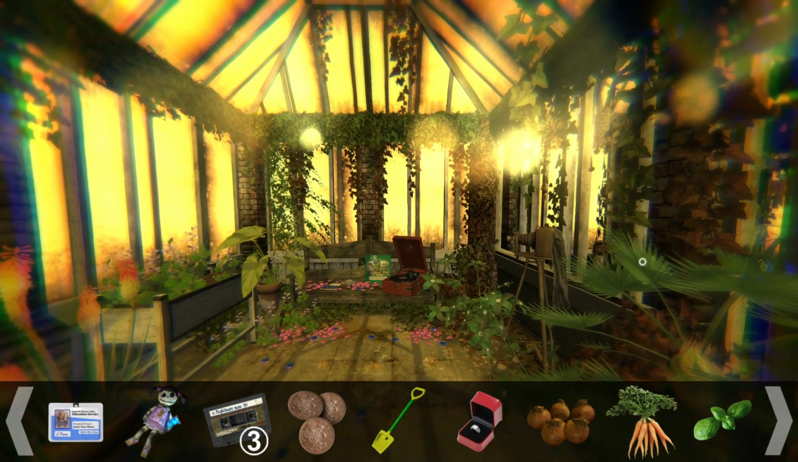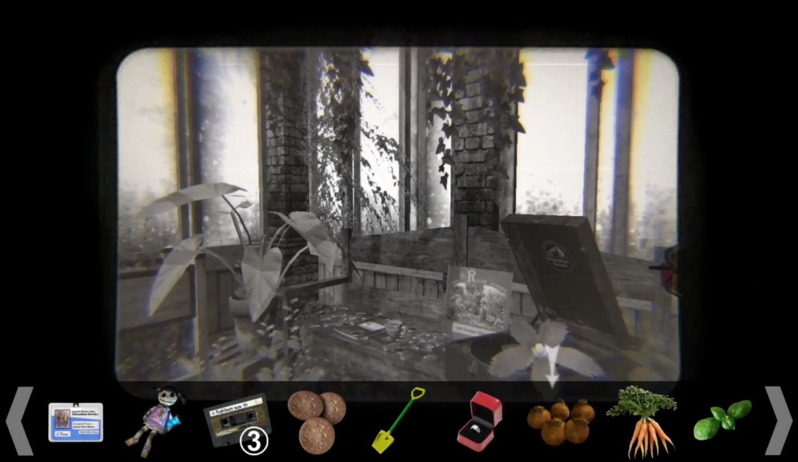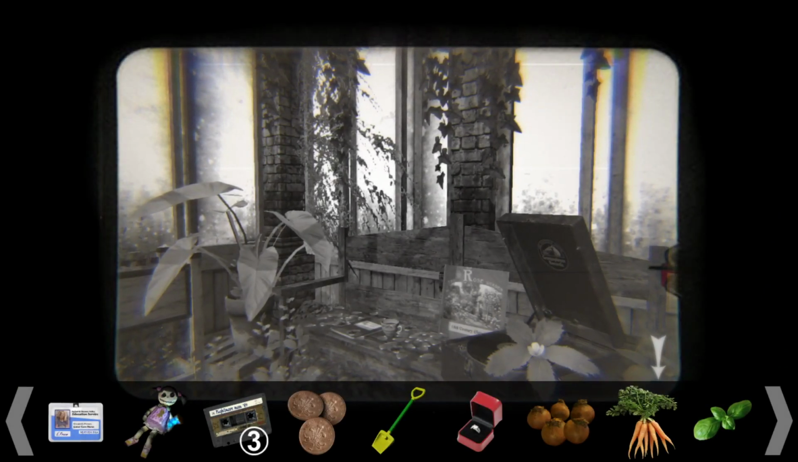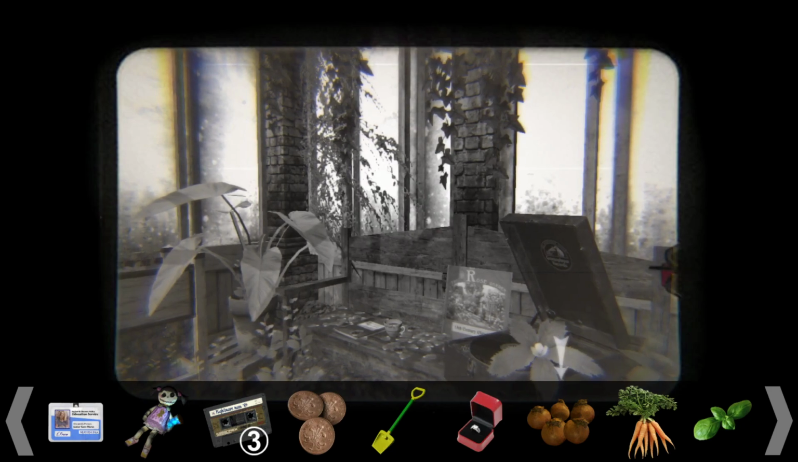So this camera has got to mean something. There's a flower in the music box.